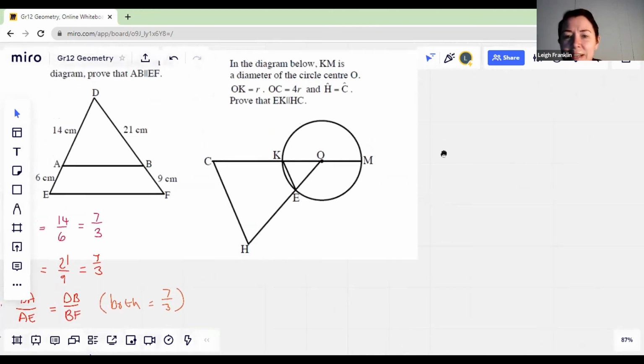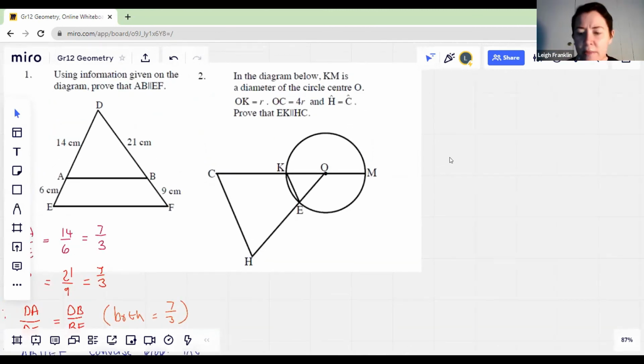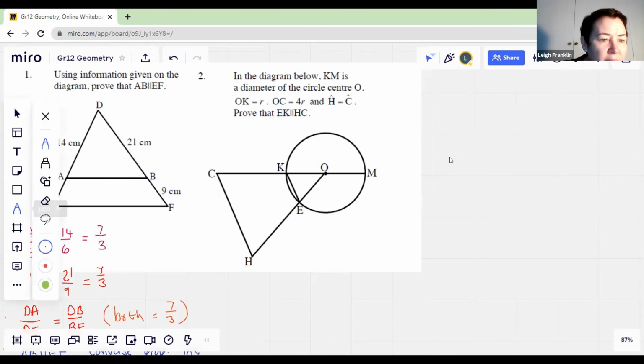Okay, all right. Let's have a look at the next one. So now we see a circle. In the diagram below, KM is the diameter. They've told us that the circle center is O. They've told us that OK is R, so let's put that in. They've told us that OC is 4R. And they've also told us that angle H, let's just call it a little X, is equal to angle C.